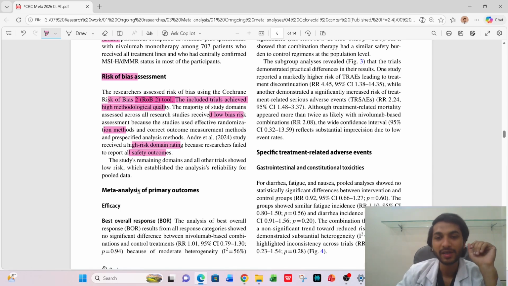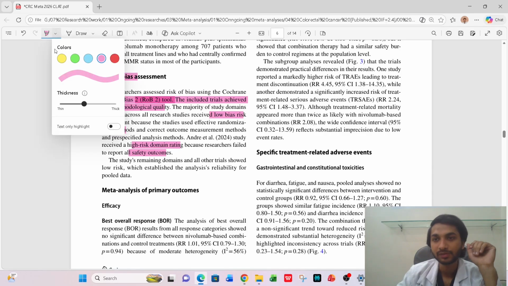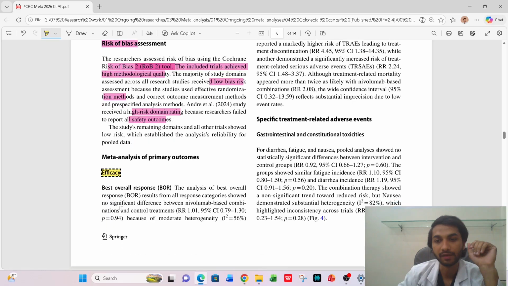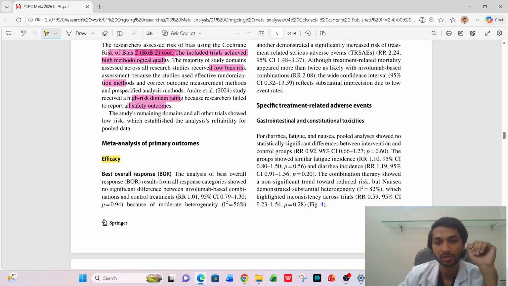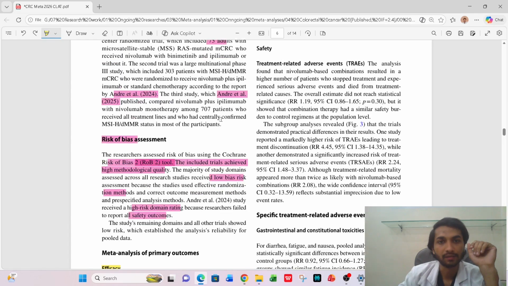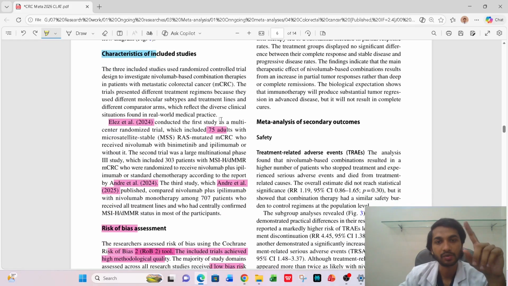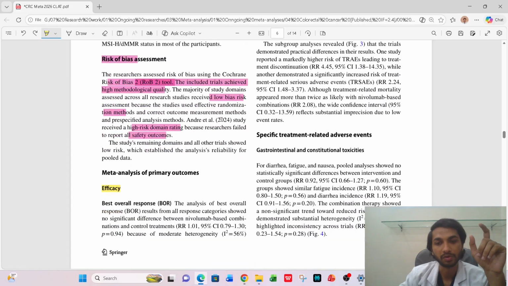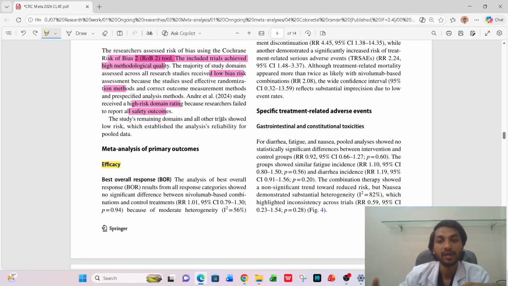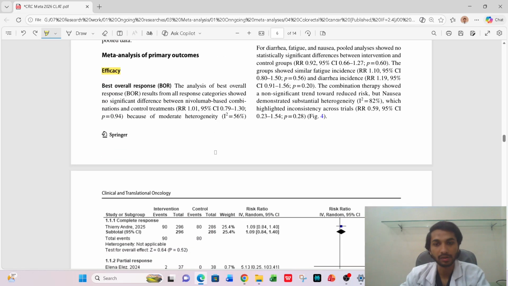So, meta-analysis of the primary outcomes. What are their primary outcomes? Their primary outcome is efficacy, and in efficacy there is only one subgroup, which is about the best overall response. What you have found in the study, you have to write in the result portion. Let me first check the forest plots.